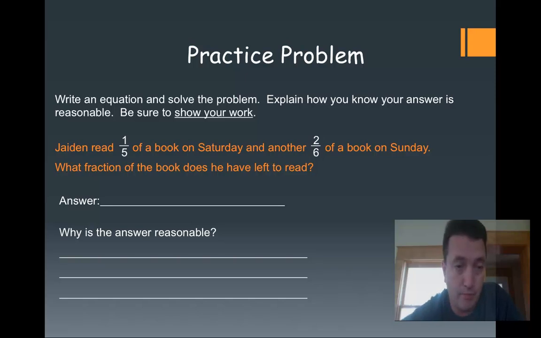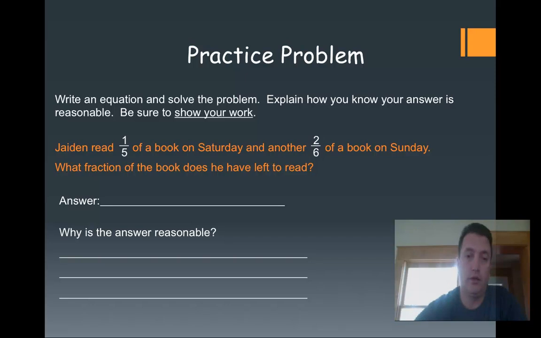Here's your practice problem. Write an equation to solve the problem. Explain how you know your answer is reasonable, and be sure to show your work. I need to know how you're converting those numbers. So here's our problem now. Jaden read 1/5 of a book on Saturday and another 2/6 of a book on Sunday. What fraction of the book does he have left to read? Not how much has he read so far, what does he have left to read?